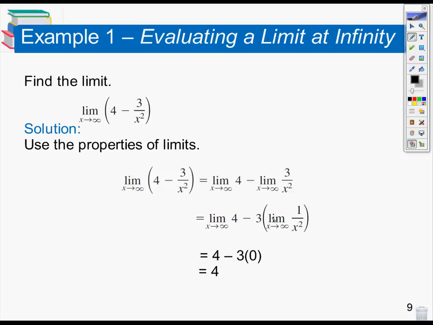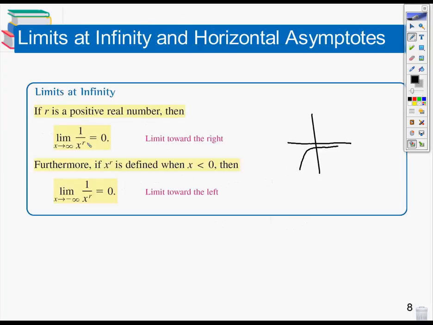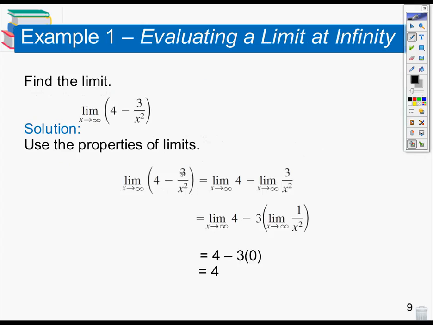3 is 3, and I just said on the previous page that if I have a number with an x value in the denominator and a positive r value, as it approaches infinity, that's going to be 0. And just look back at that. That's this right here. That's set up for us right there. So we did have to kind of break it up and move it around to see that, but it is there, and that is a 0. 3 times 0 is 0. The limit here is 4.